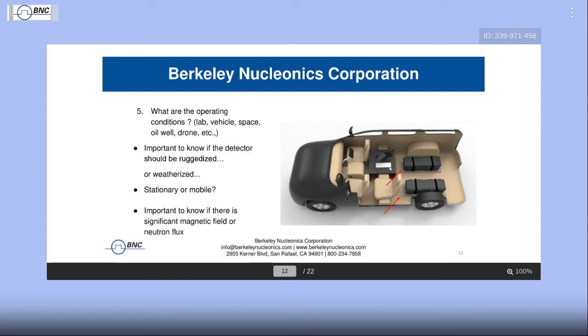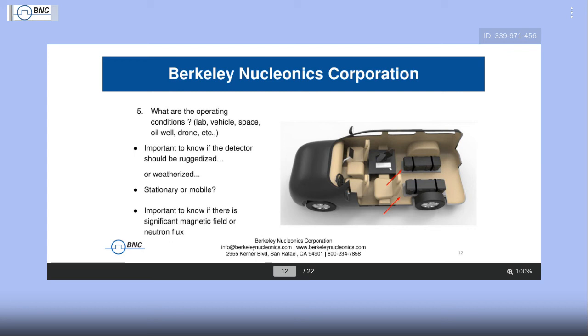We have here an example of the 2x4x16s that David showed, and they can be placed inside of plastic cases and mounted into a vehicle and be used for surveying very, very large areas. But they'll require, I think, a little bit of ruggedness. So this is good for us to know ahead of time.